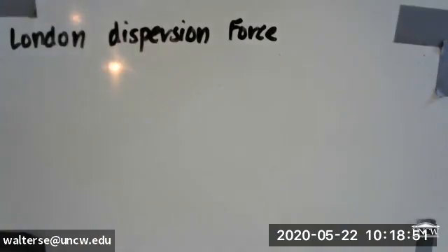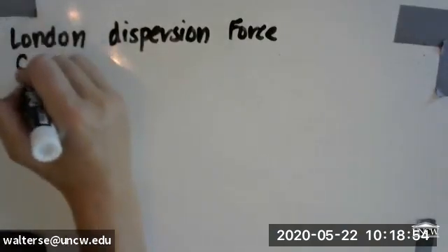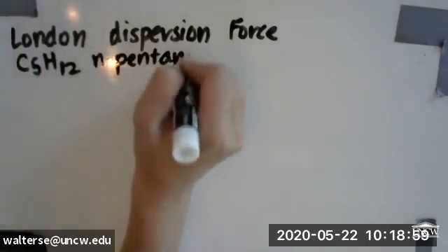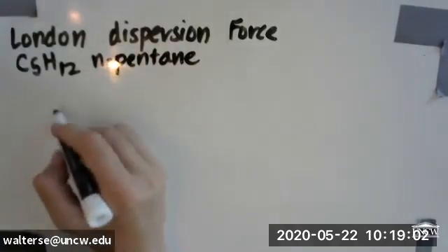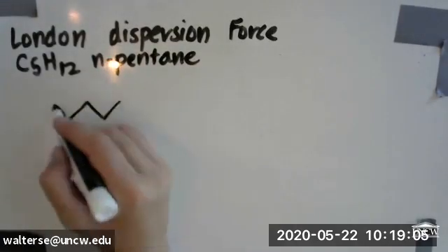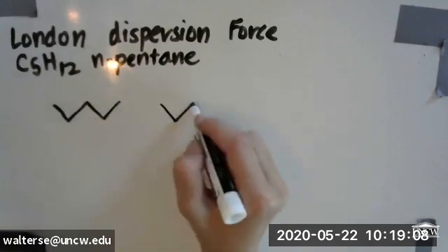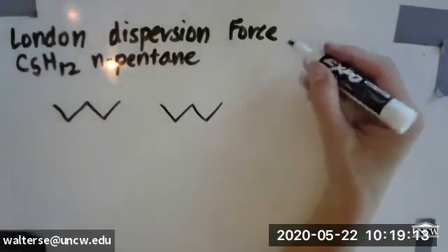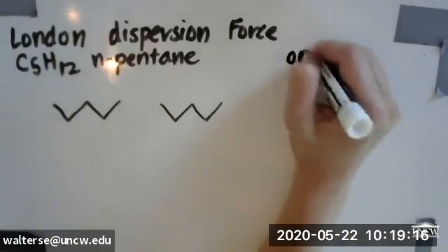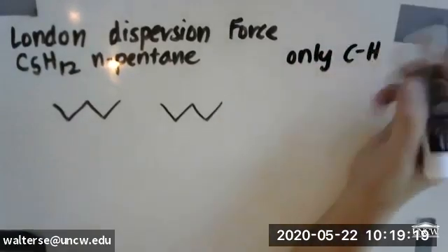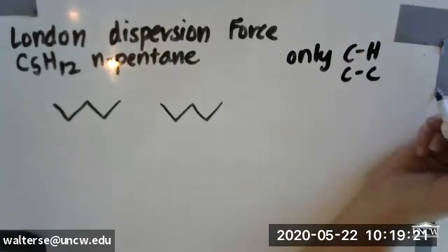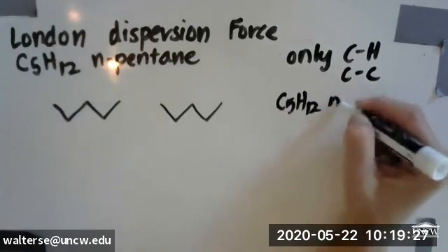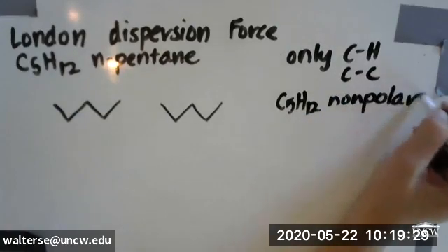And we're going to look at pentane. So it says n-pentane on the slide, and all that means is normal pentane, which means that it's in a chain. So you have a 5-carbon chain, and it has to interact with another 5-carbon chain. In the molecule of pentane, you have only carbon to hydrogen bonds and carbon to carbon bonds. So pentane is nonpolar.